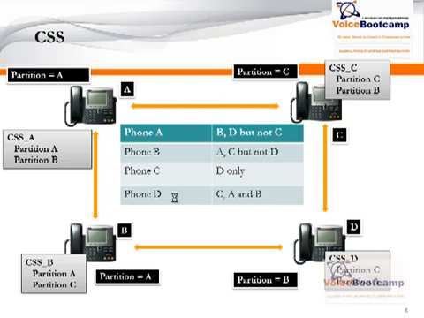In this example, phone A contains a CSS with two partitions in it, partition A and partition B. Because of this, phone A will be able to dial phone B, which is right here.